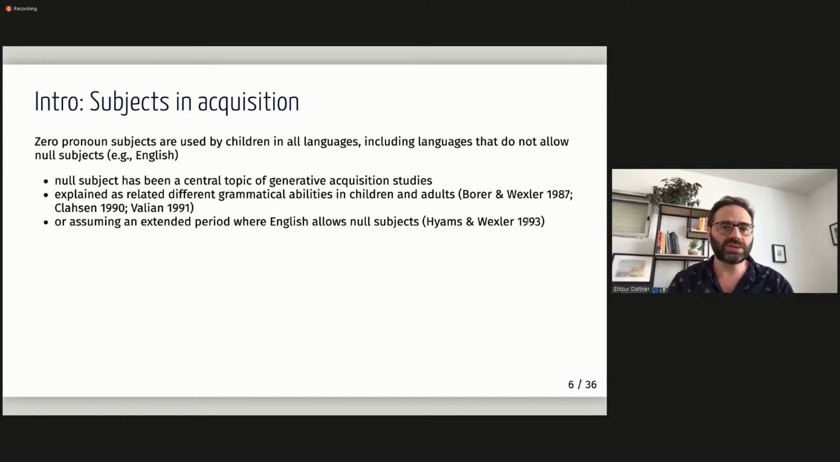When we look at acquisition, zero pronoun subjects are used by children in all languages, including languages that do not allow them in the adult grammar, such as English. Null subject has been a central topic of generative acquisition studies, and it was explained as related to different grammatical abilities in children and adults, or assuming an extended period where English, for example, allows null subjects.